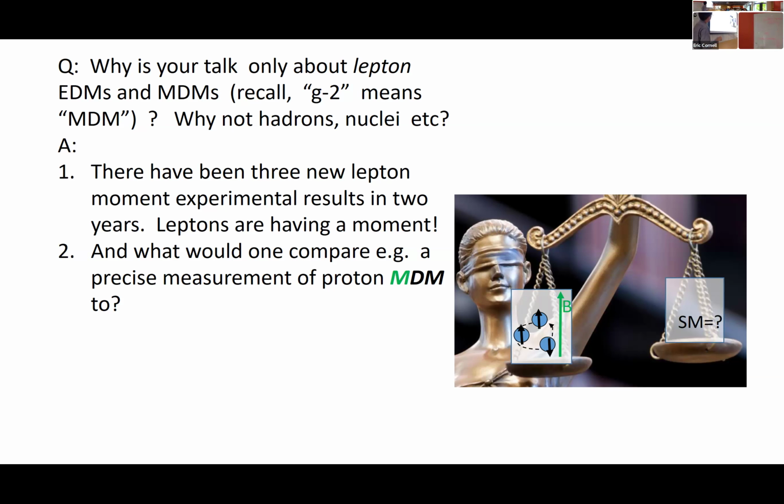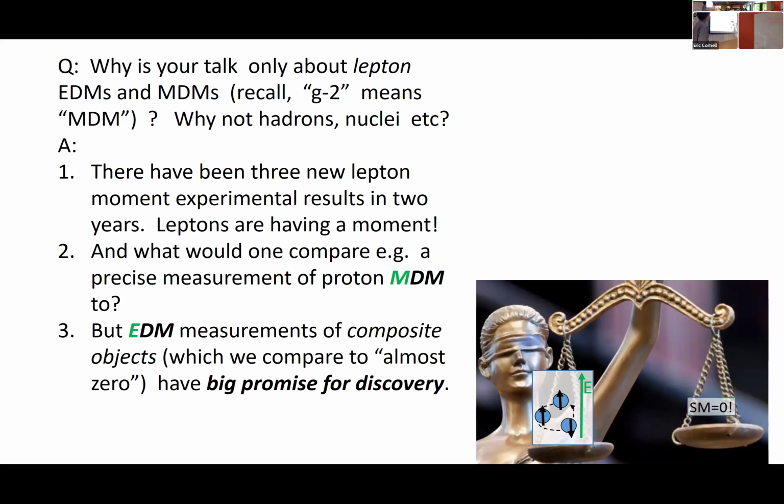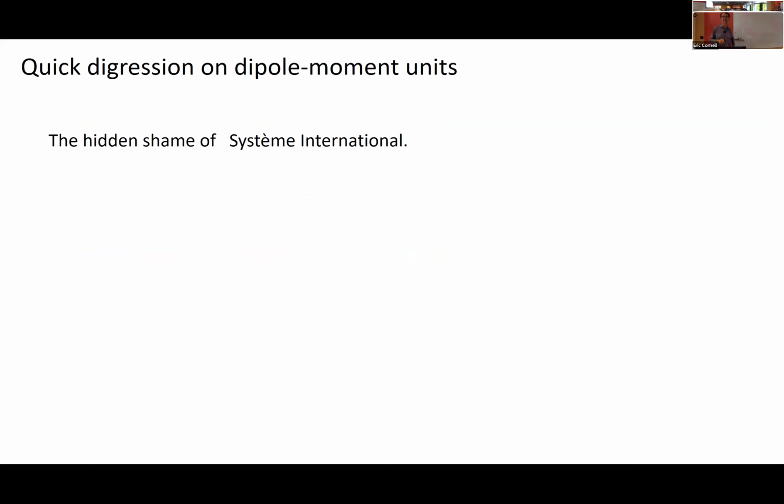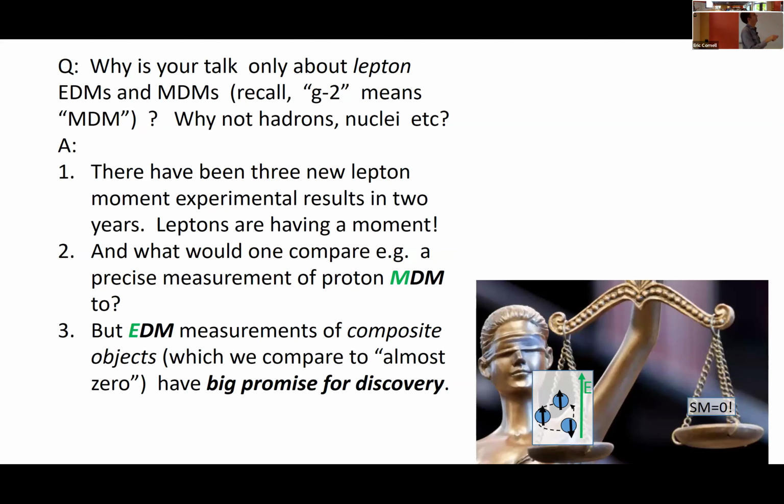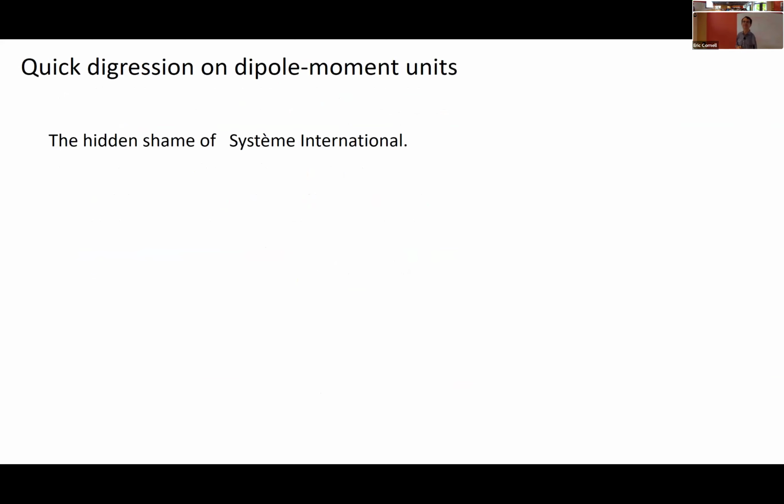But it is very difficult to calculate a magnetic moment. But an electric dipole moment of composite particles like protons or neutrons or nuclei should be pretty close to zero. So we have something to compare it to. And so these, I think, have enormous promise for discovery. We'll hear some talks about that at this workshop. I'm only not including it just because I can't talk about everything.